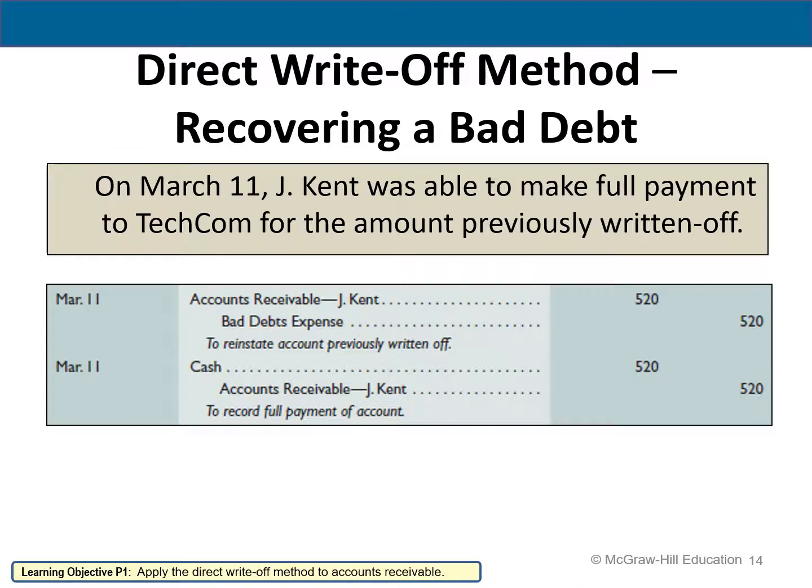Under the direct write-off method, when we recover a bad debt, on March 11th, J. Kent was able to make full payment to Teccom for the amount previously written off. Well, if you get a payment for a balance that you've already written off, you have to put the balance back on your books before you can record the payment. So that first journal entry is just reversing what we had done in the previous slide. We have to put the balance back on our books, so we're going to debit our accounts receivable and credit our bad debt expense. And then you can record the cash: you debit cash and you credit your accounts receivable because they've now paid it. Okay?